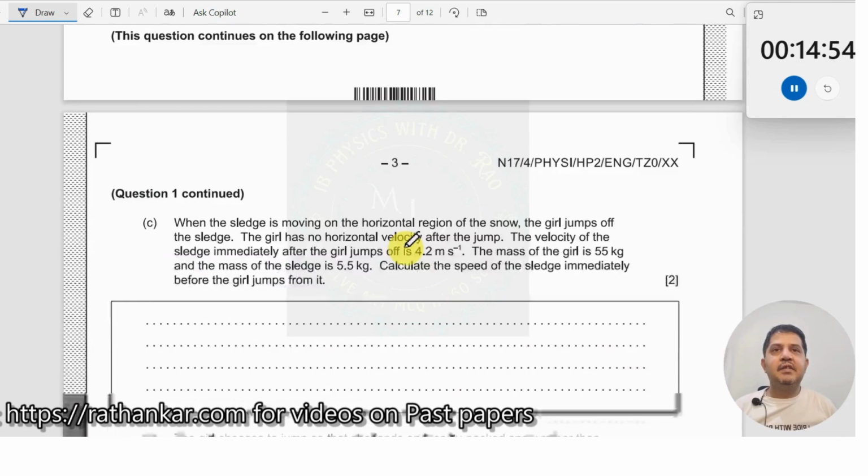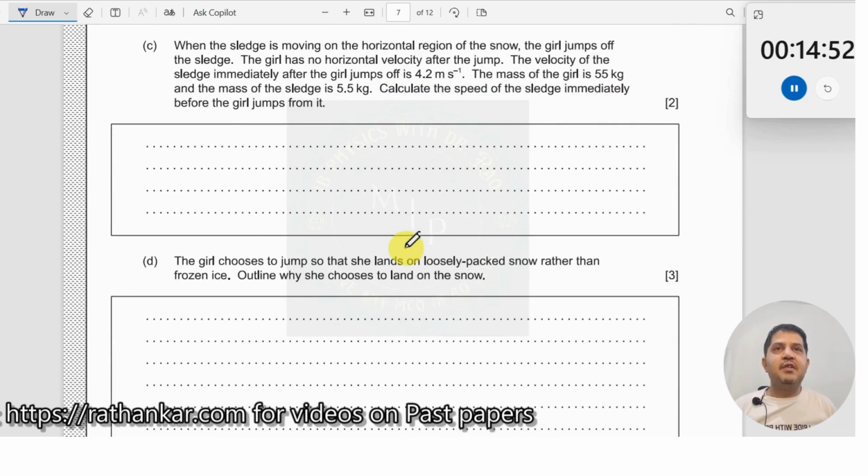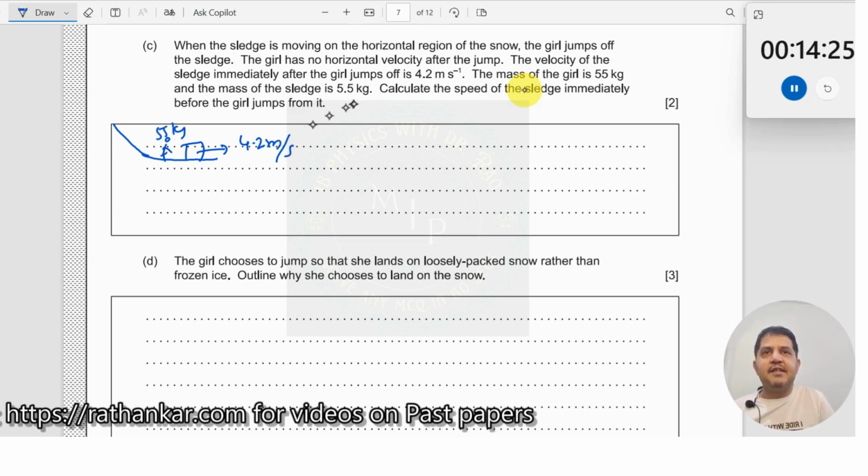Next. When the sledge is moving on to the horizontal region of the snow, the girl jumps off the sledge. Okay, so this is the snow, so she moves on to the horizontal, and somewhere over here she jumps from here. The girl has no velocity after the jump. The velocity of the sledge immediately after the girl jumps off is 4.2 meter per second. The mass of the girl is 55 kg and the mass of the sledge is 5.5 kg.